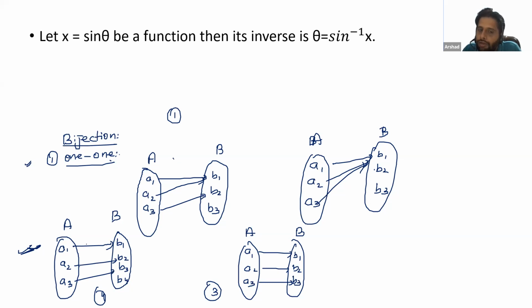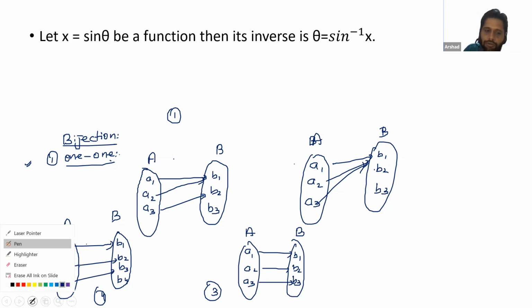So here we don't have different images. But if we see here, then A1 has a different image, A2 has a different image, A3 has a different image, then yes, it is 1, 1. So the fourth one and the third one are 1, 1 functions.